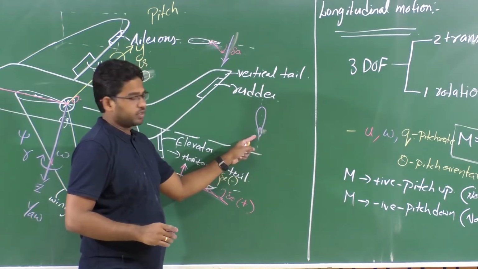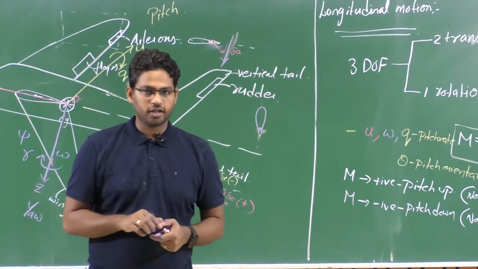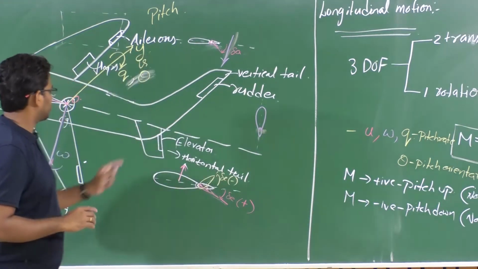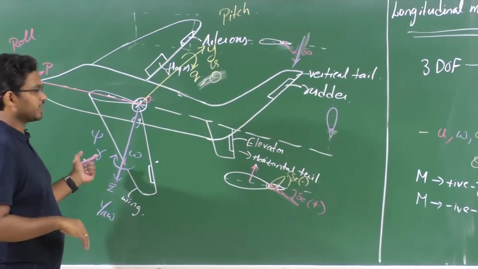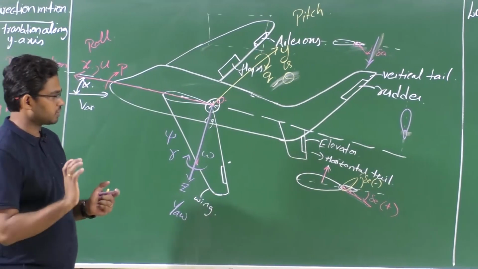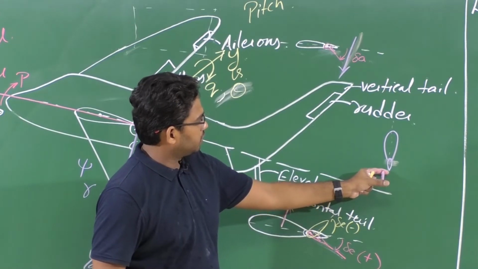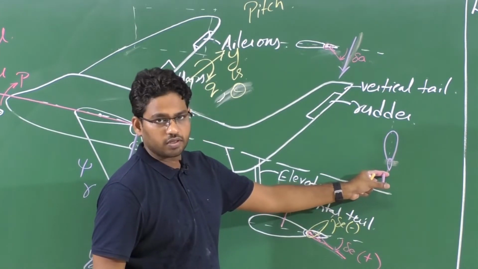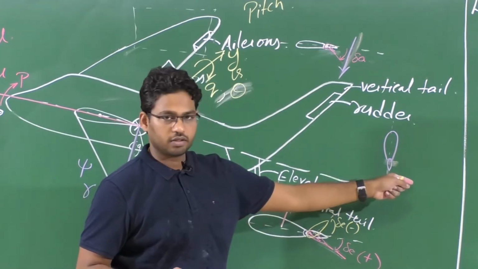And when you deflect this rudder, it has to produce the corresponding yawing moment, right? So the usage of the rudder is to change the orientation in the horizontal plane. We generally call it heading, right? We try to change the heading of this aircraft by deflecting this rudder. So in which direction should the deflection of this rudder be so that it will produce a negative moment towards the left or towards the right?